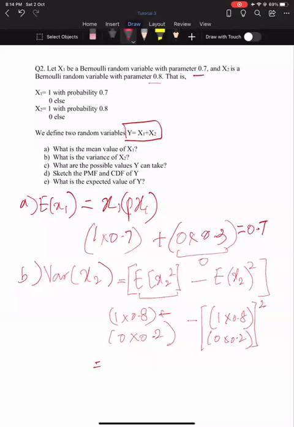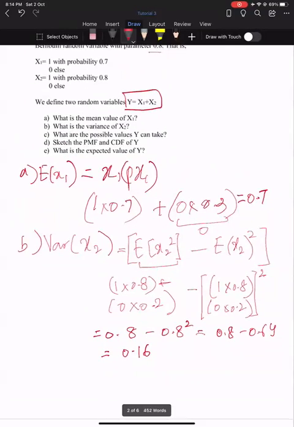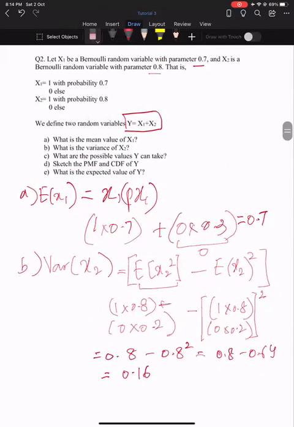So we'll get 0.8 minus 0.8 squared, which is 0.8 minus 0.64. And I think we will get 0.16. I'll just erase this because I don't have space below for parts C, D, and E. I hope there was no problem with this, and if there is, please let me know.